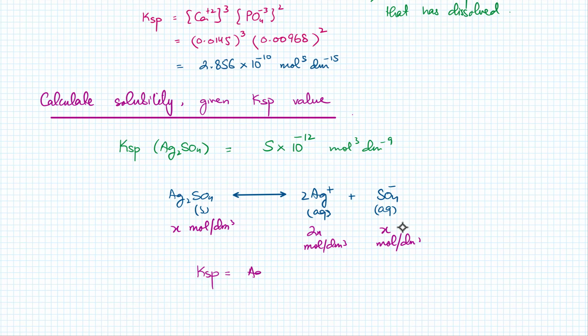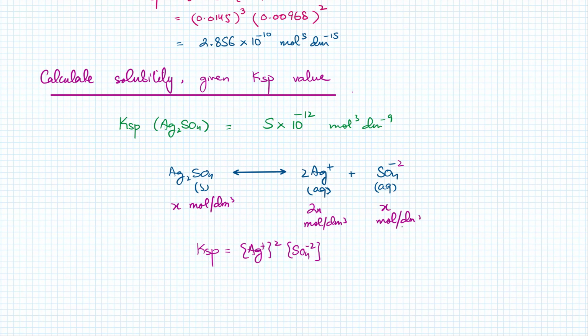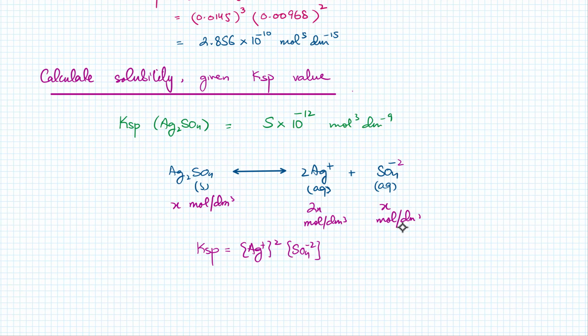What is the Ksp expression? It's the silver ion concentration squared, times the sulfate, SO4 2-, concentration, right? Now, what is it in terms of X? Silver ion concentration is 2x, and that's getting squared. And sulfate ion concentration is given as X, and that's power 1, right? So what do I have? I'm going to get 4x cubed, right? Is this clear?